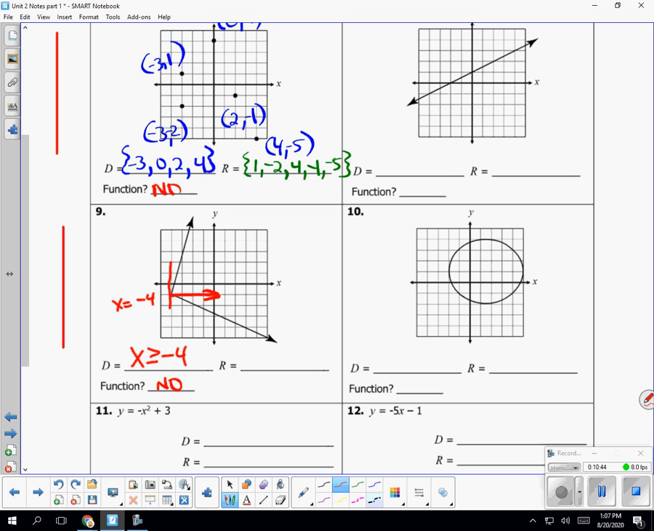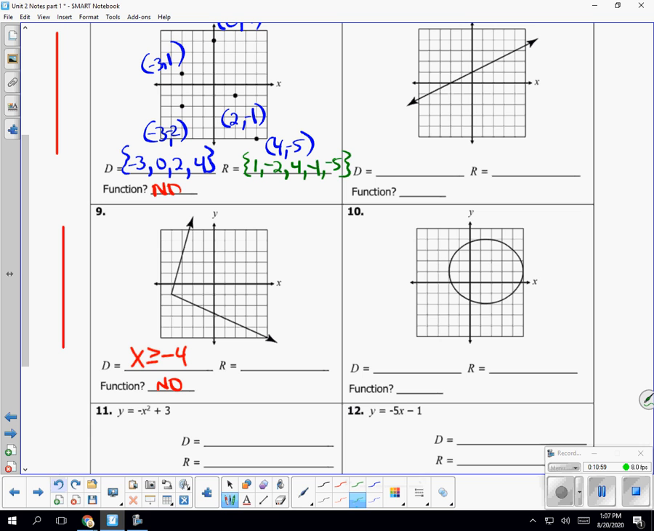Okay, so my range values then, let's talk about the y values. My range values, I need to see, is there a stopping point? Like here's a stopping point for my domain. Is there a stopping point for my range?